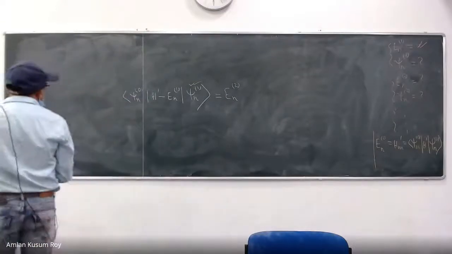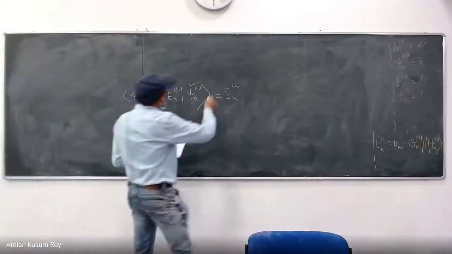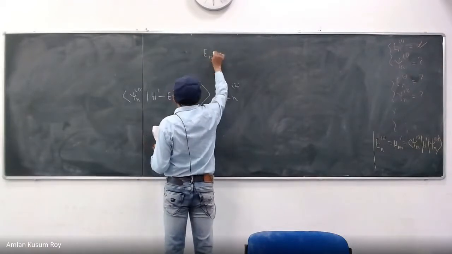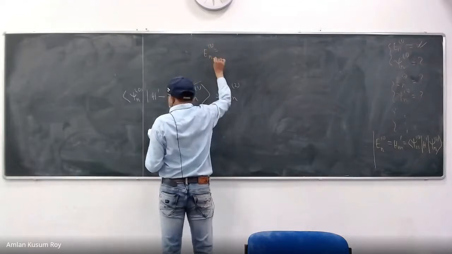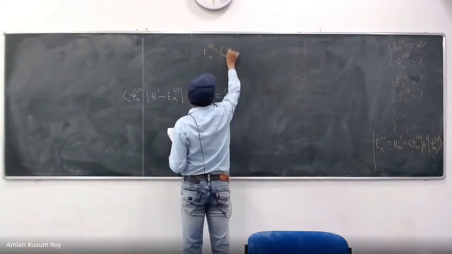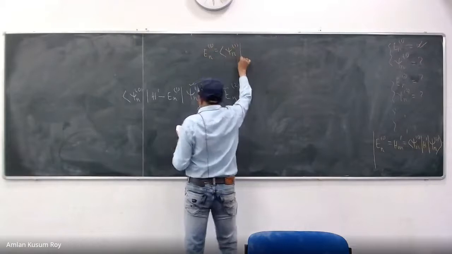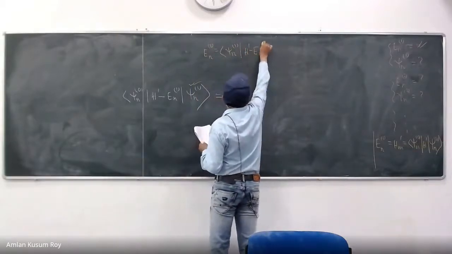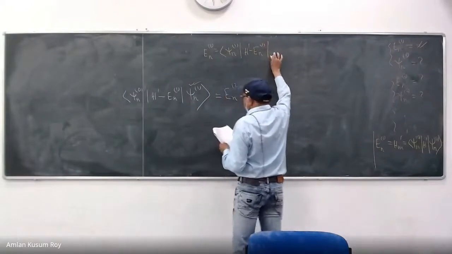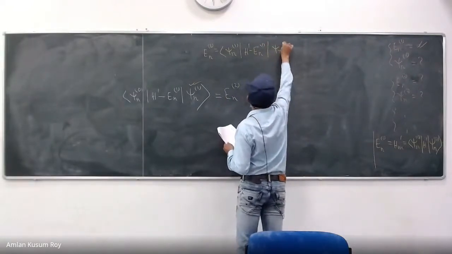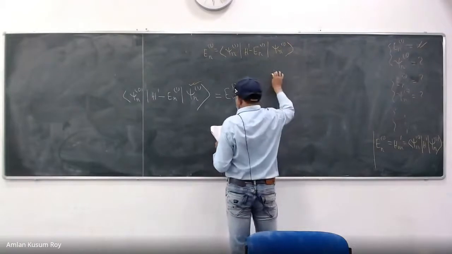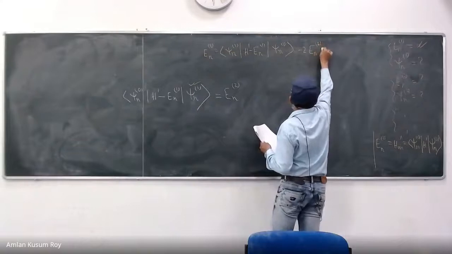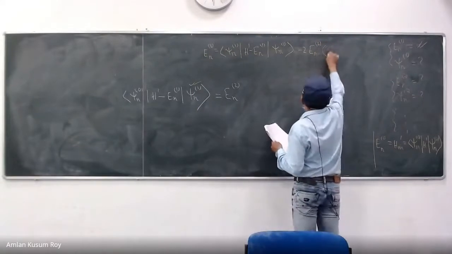So now this is an exercise for you, those of you who are serious. Here is an exercise for you. Similarly, you simply write down and derive this expression: psi n1, H prime minus En1, psi n1, minus 2En2 psi n0.